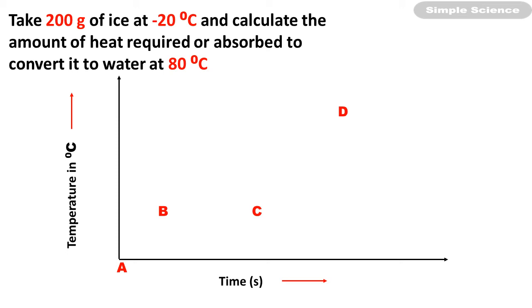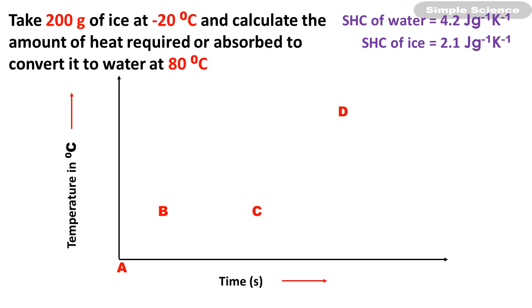Basically graph questions. Now take 200 gram of ice at minus 20 degrees Celsius and calculate the amount of heat required or absorbed to convert it to water at 80 degrees Celsius. So what is given here? There is ice, 200 gram of ice, which is at minus 20 degrees Celsius, and you have to provide heat. Heat is given to it, so it will absorb heat until it becomes water at 80 degrees Celsius. Specific heat capacity of water is given, for ice is given, and specific latent heat of ice is given. All these are constant values. It will be given in the question, or otherwise you can learn also. You should know this in gram and in kilogram also.